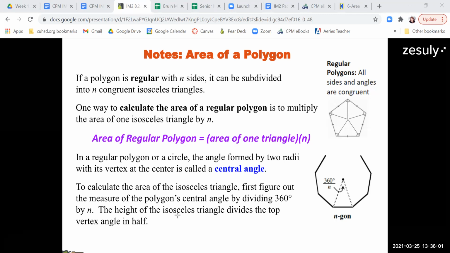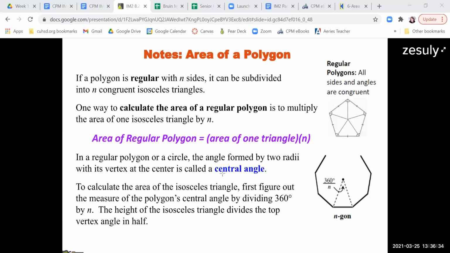Remember in the previous example, we used the special 30, 60, 90 triangle side relationships to help us find the height. That's one way to do it. Another way would be, sometimes we can use the Pythagorean theorem to find a missing height. And then another way would be to use trigonometry. And for trigonometry, we always need at least one of the acute angles in a right triangle to help us find the missing side. So this is where this next part of this slide comes in.